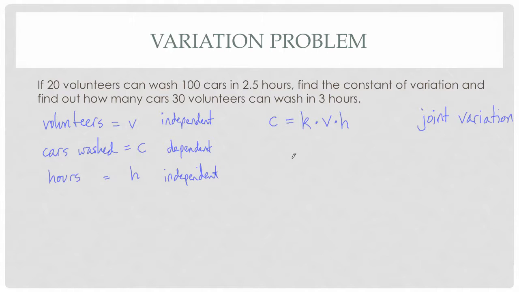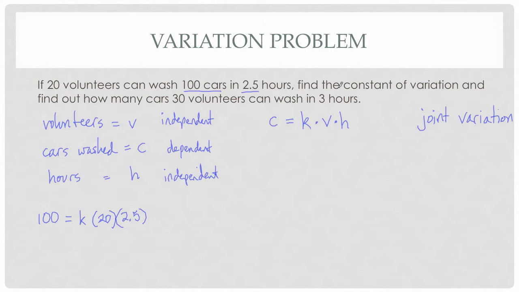All right, let's start breaking down now into some math. I've got a bunch of numbers, and let's start putting things in. I know that I can wash 100 cars, that's 100 in for C, in 2.5 hours, that goes in for H, with 20 volunteers. So I'm going to put 20 in for V. And the only thing I don't know is what is the constant.